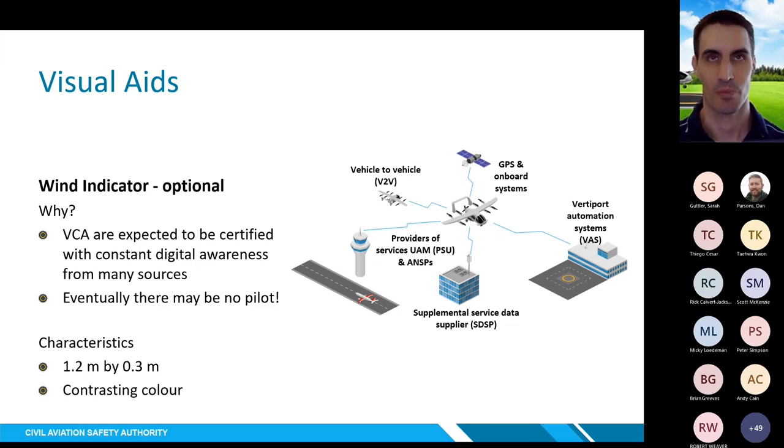Secondly, eventually we're looking at a future where there may be no pilot to look at a wind indicator anyway. However, if the vertiport operator chooses for a wind indicator to be provided, or more importantly, if a VCA operator requires a vertiport to have a wind indicator, then the characteristics are a sleeve that is 1.2 metres long by 0.3 metres wide, and the colour should be simply contrasting to its surroundings.